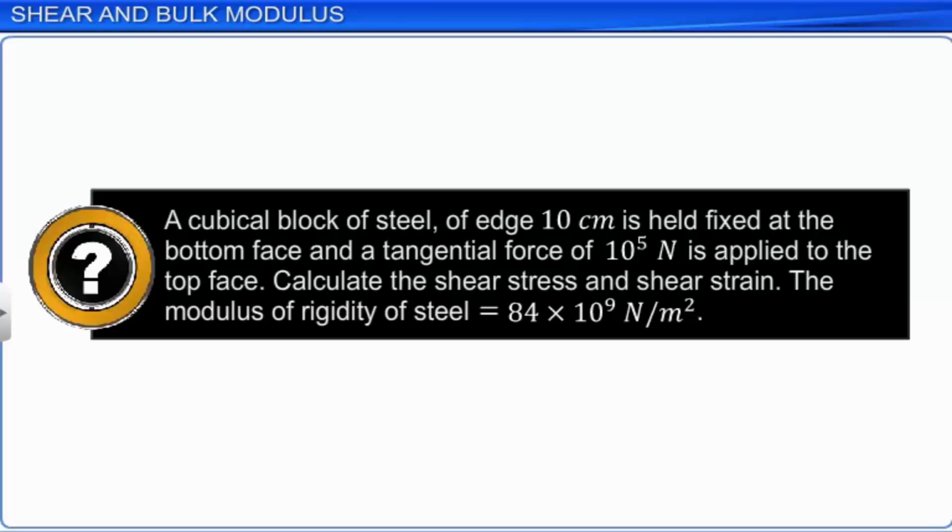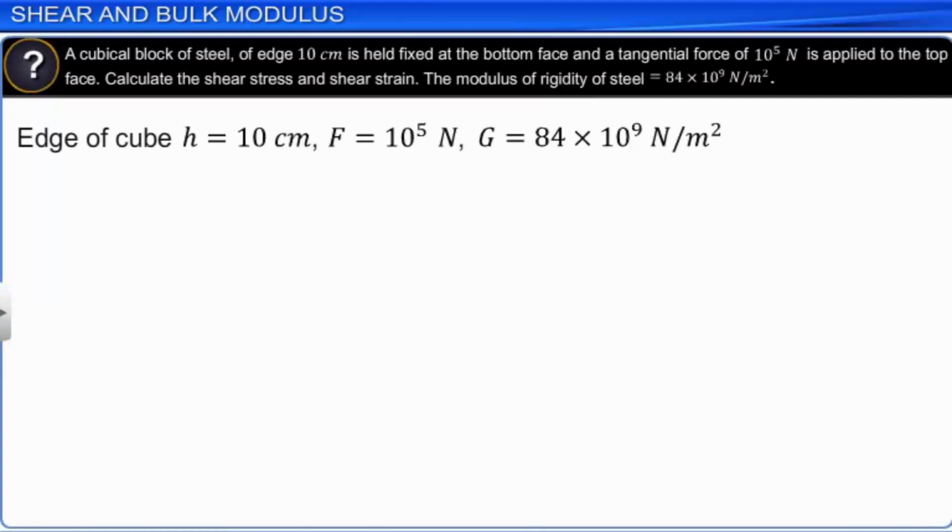We calculate the area A of the face to which the tangential force is applied. Each face of the cube is a square, so the area would be equal to the length of the edge squared. We express the length of the edge in the SI unit, meters, before calculating A, and A is 10 to the power minus 2 meters squared. Shear stress is the ratio of the tangential force F to area A. Substituting the values of F and A, we get shear stress to be 10 to the power 7 newtons per meter square.